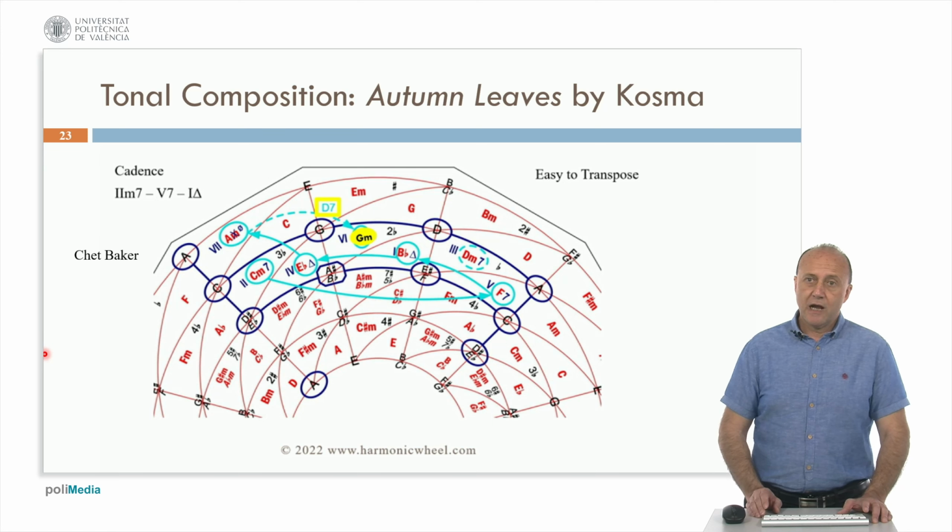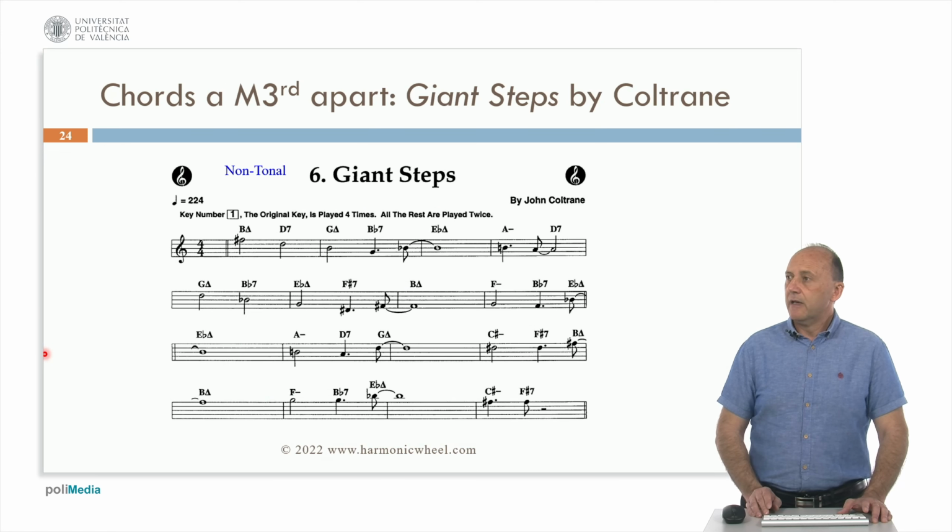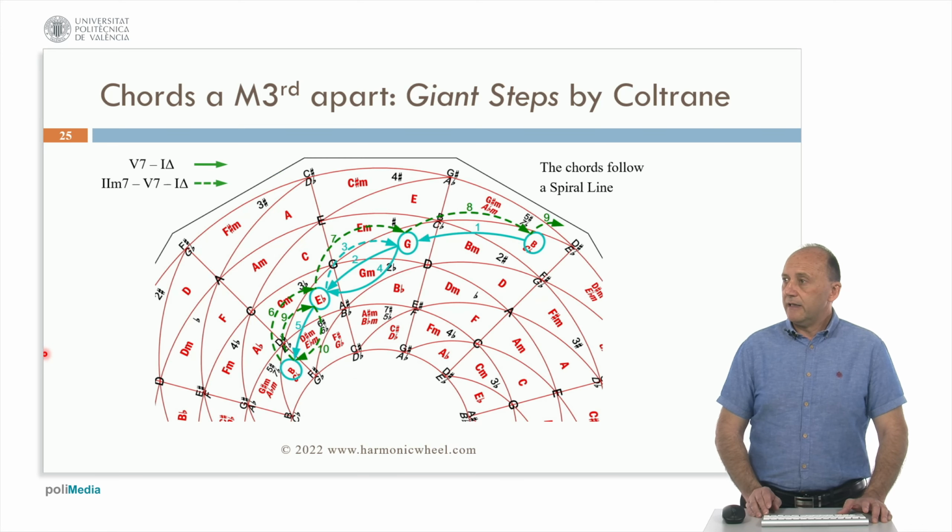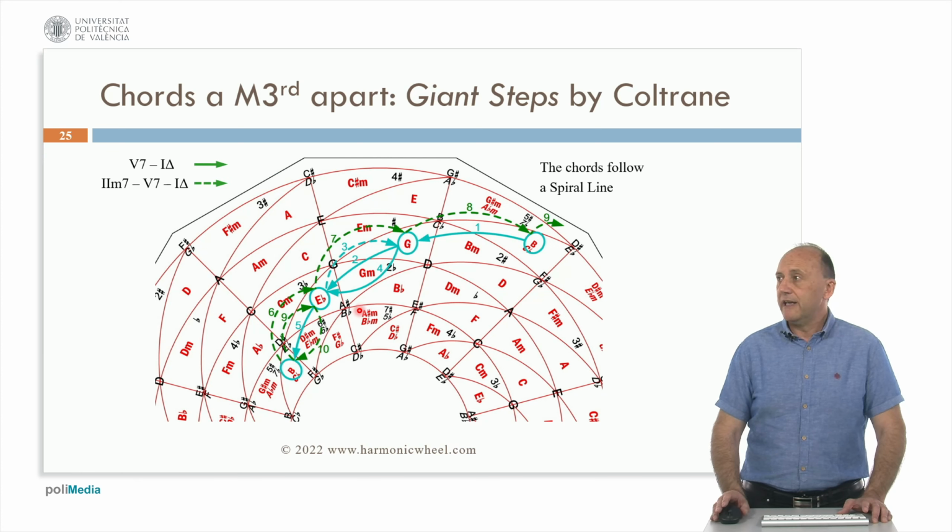So if we can memorize this diagram, we will transpose it very easily to any of the other keys. Now, a non-tonal composition, Giant Steps by John Coltrane. It is based on chords a major third apart, so they will follow as spiral lines.